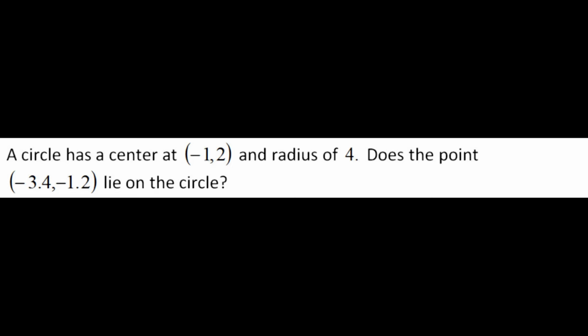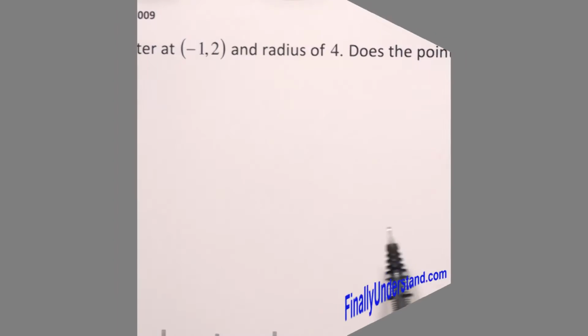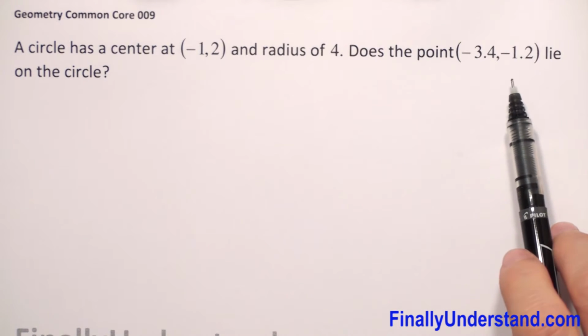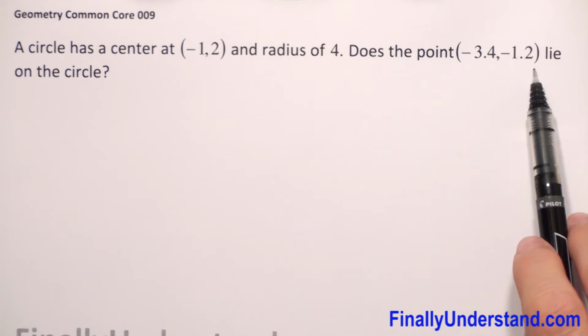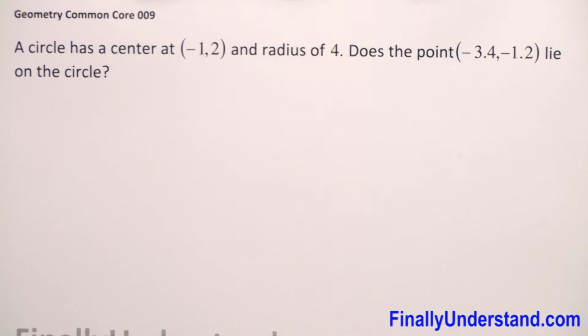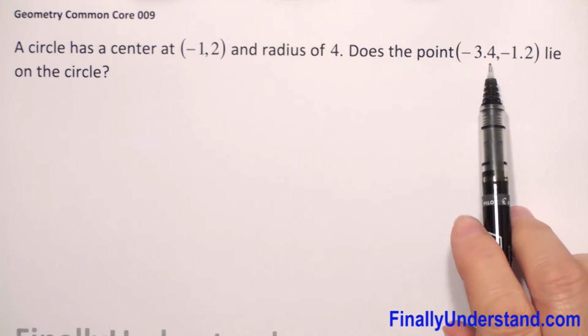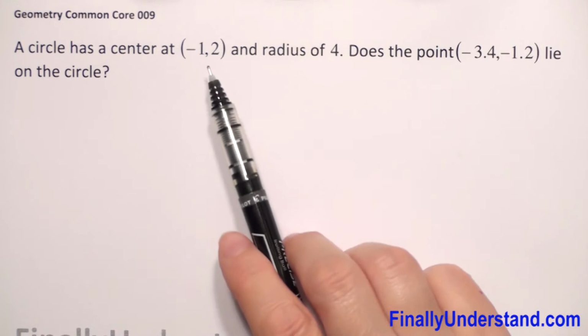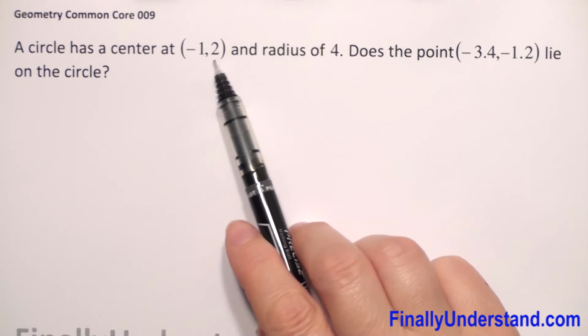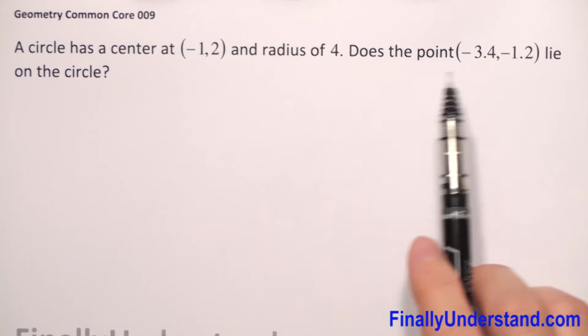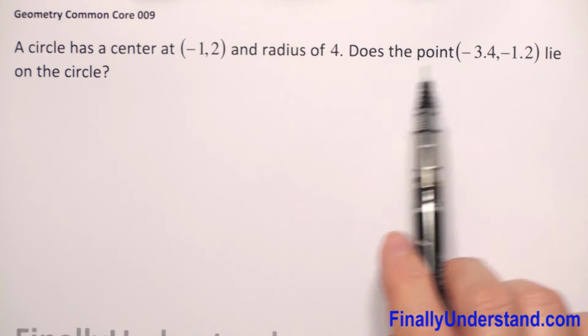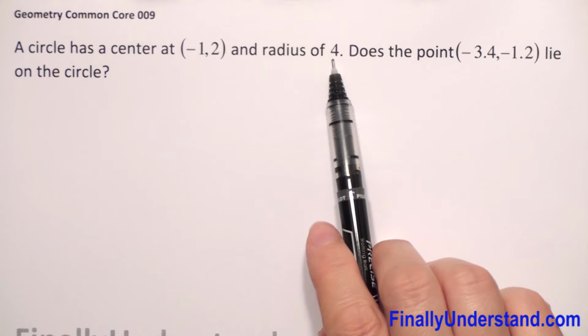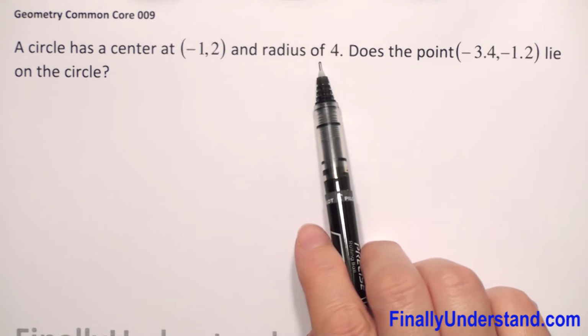A circle has center (-1, 2) and radius 4. Thus the point (-3.4, -1.2) lies on the circle. If this point lies on the circle at center (-1, 2), the distance between these two points should be 4 units. Why? Because the radius is 4.